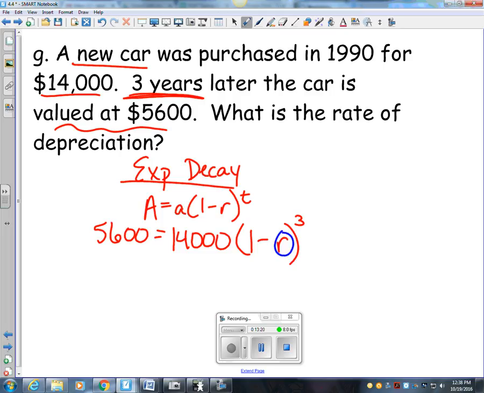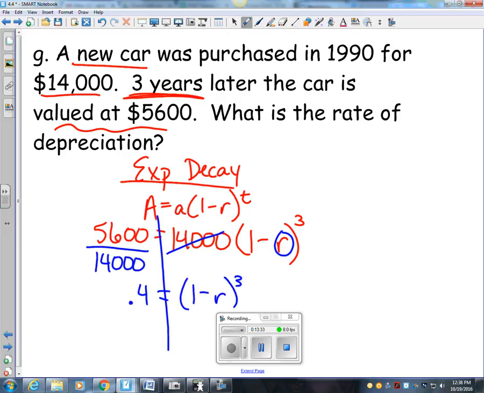All right, so we're trying to get r by itself. So draw your line. First thing you do is divide by 14,000, which gives you 0.4. The next thing you need to get rid of is the 3, so you do the cube root. So you hit math, and you get 0.737 equals 1 minus r, and then you subtract 1, which gives you negative 0.263 equals negative r, so the negatives cancel. So r stands for rate, so this is actually 26.3%.